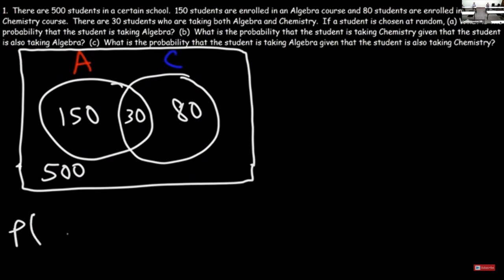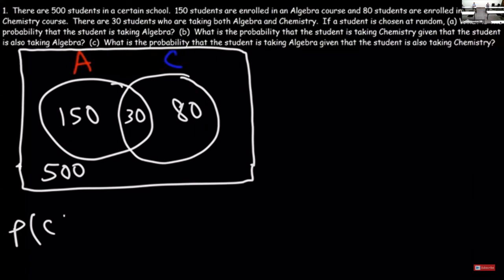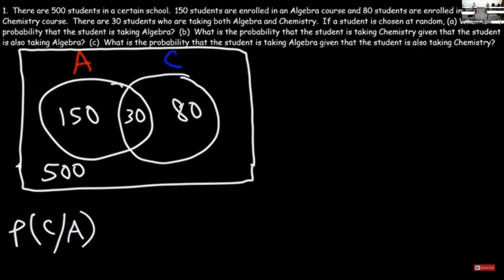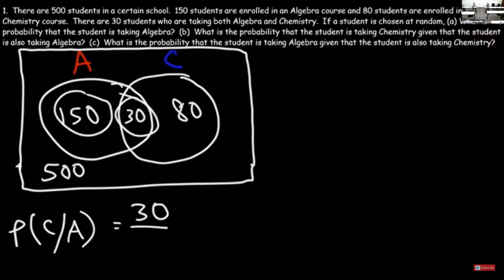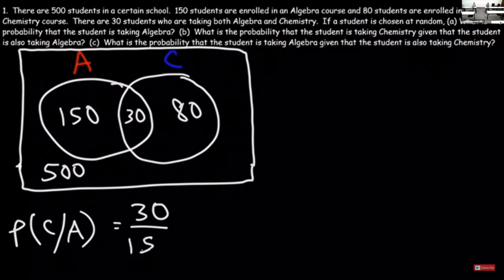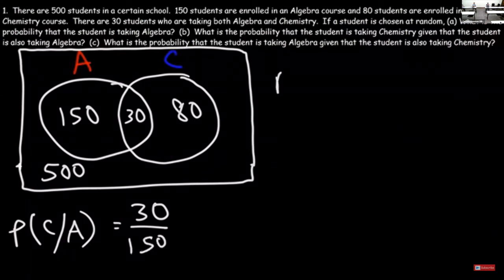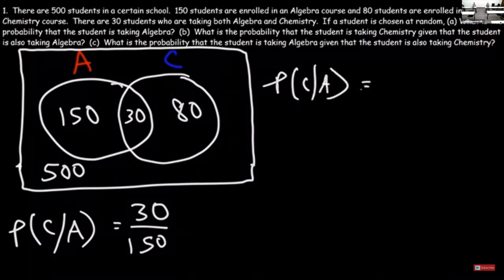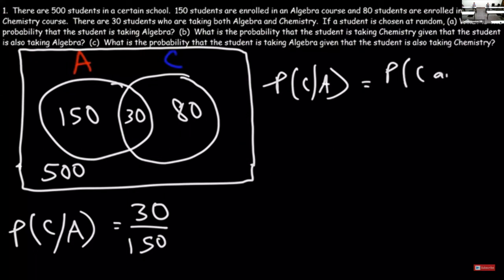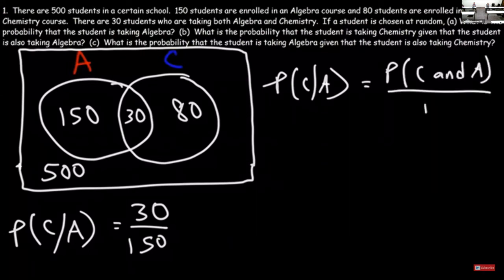So this is a conditional probability problem. So we're going to find the probability of getting C, given that the student is taking algebra, or given A. So how much of C is in A? Think of it that way. We have 30 of C that is in A. So it's going to be 30 out of 150. Now, for those of you who prefer to use the formula, this is going to be the probability of getting C and A divided by the probability of getting A.